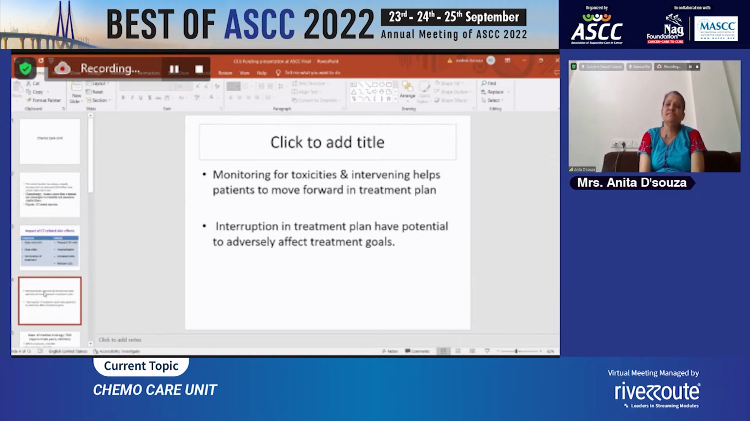Monitoring for toxicities and intervening at the right time helps the patients to move forward in the treatment plan, as interruptions in the treatment plan have the potential to adversely affect the treatment goals.